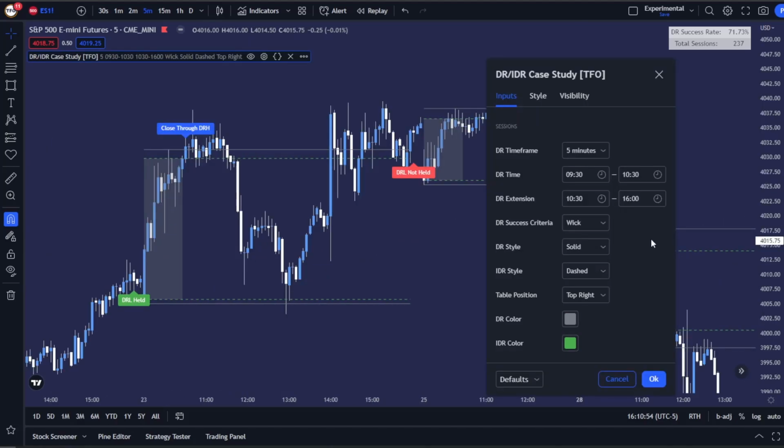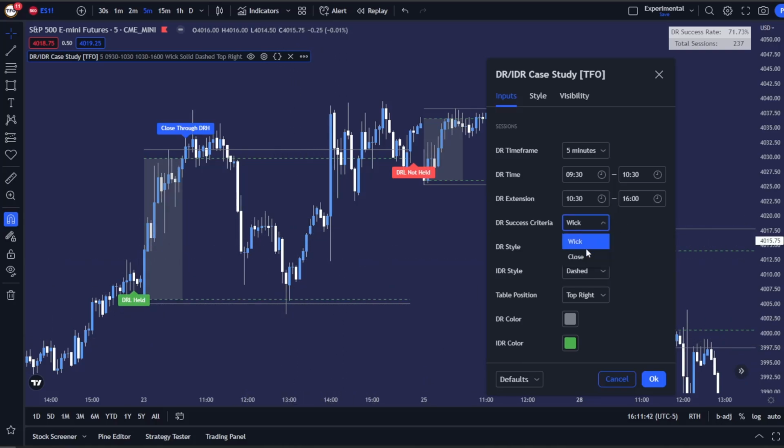So this might have been discussed in a separate video from the one that I linked, but I believe another form of the rule is that if price closes through the DR high, then it should not close below the low of the day, rather than just taking the low of the day altogether. So I did add another option in here for the DR success criteria. Right now it's set to wick, in which case if price closes through the DR high and breaks the low of the day in any form and just closes back through it and doesn't close below, that would count as an unsuccessful DR session.